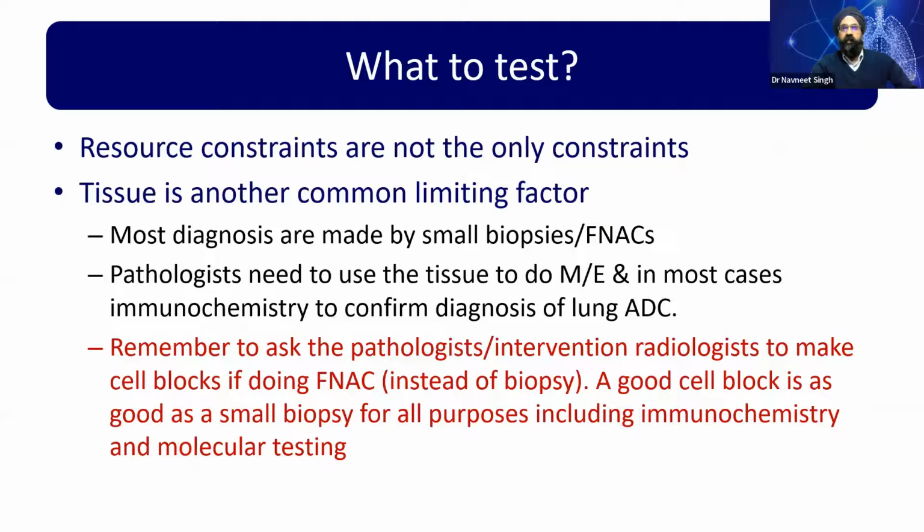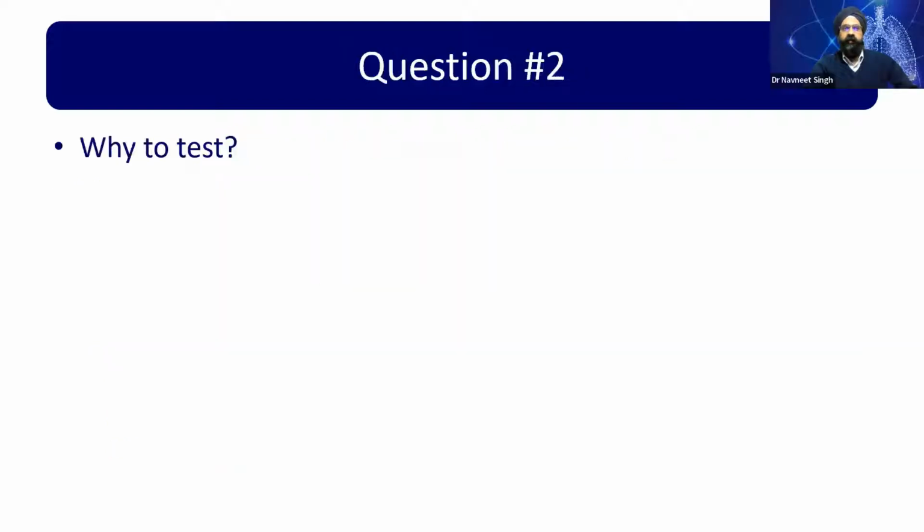But resource constraints are not the only constraints. Tissue is another common limiting factor because most diagnoses are by small biopsies and FNACs. So pathologists need to use the tissue to do the microscopic examination and in most cases immunochemistry to confirm diagnosis of lung adeno. But one has to remember to ask the pathologist and the interventional radiologist to make cell blocks if doing an FNAC instead of a biopsy. A good cell block is as good as a small biopsy for all purposes, including immunochemistry and molecular testing, and I'll come to that a little later.